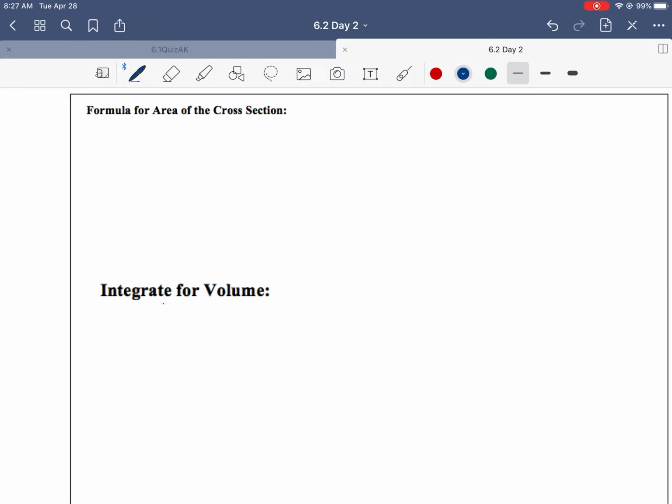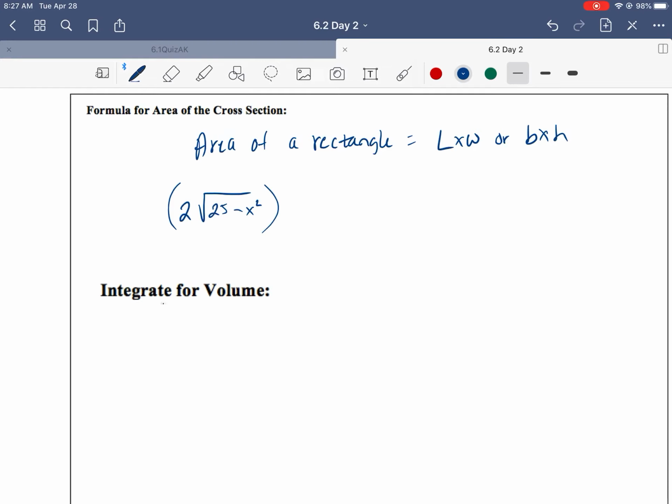All right, well, the cross-section is just a rectangle, right? So base times height, length times width, however you choose to refer to it. So area of a rectangle equals length times width, or base times height. So either way, it's 2 square root of 25 minus x squared. That's your base. That's what's lying flat. That's the slice. And the height was 2.